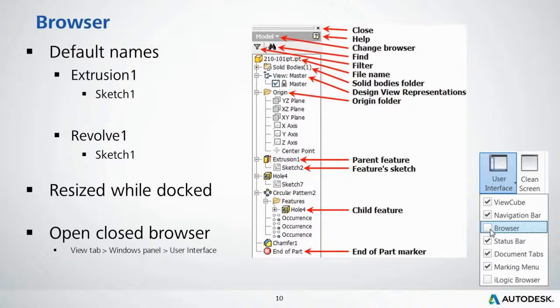And one thing that I want to point back out is it's very easy to go back and close the browser. So a common question is, if I close that browser, how do I bring that back? On the lower left-hand corner here, you can see we're going to go under the View tab, Windows panel, and through the user interface. And that's the image on the far right-hand side here. You can quickly bring that browser back.